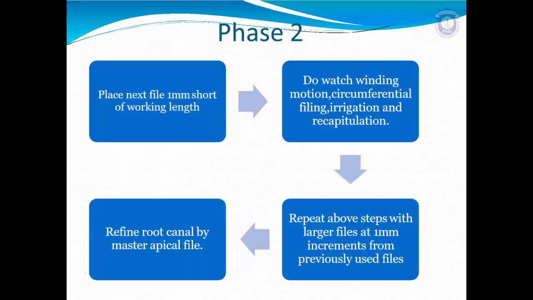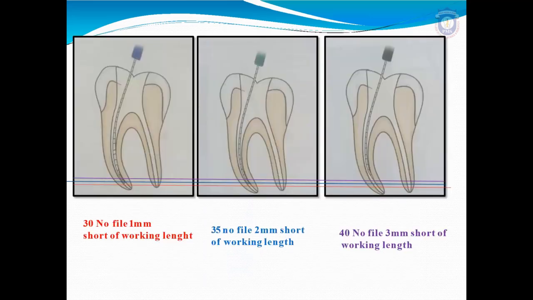In phase 2, the next file is placed 1 mm short of the working length. Do watch winding motion, circumferential filing, irrigation, and recapitulation. Above steps with the larger files are done at 1 mm increments short from the previously used file. Finally, a root canal master apical file is used to refine the walls of the cavity.